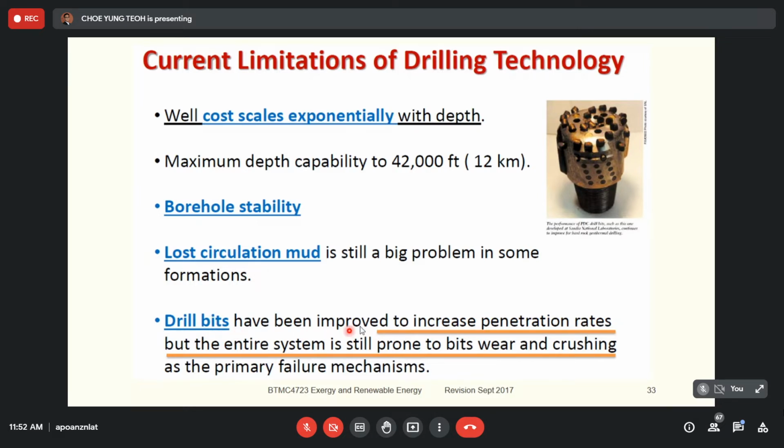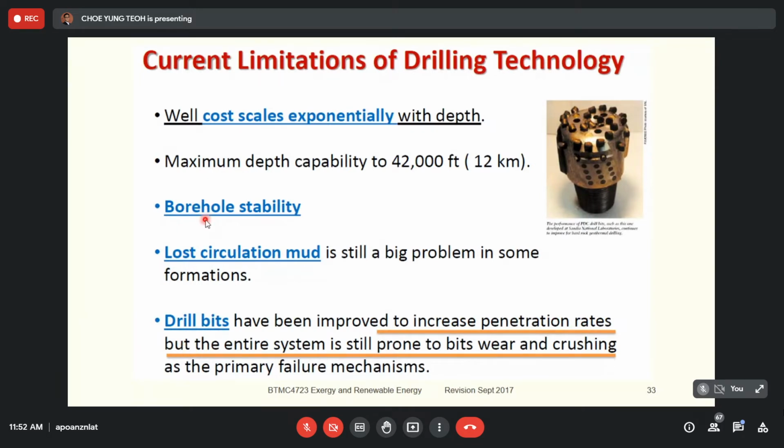Okay, and the debris removal has to be improved to increase the penetration rate, but the entire system is still prone to bit wear or crushing as a primary failure mechanism. Bit wear, when it's getting softer and softer, it will wear very fast, and it will crush when the rock is too hard, harder than the bore head. So what we can do as engineers is try to improve the limitations here.